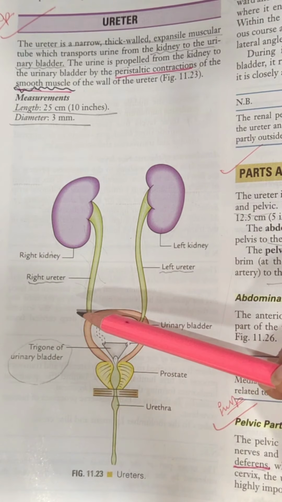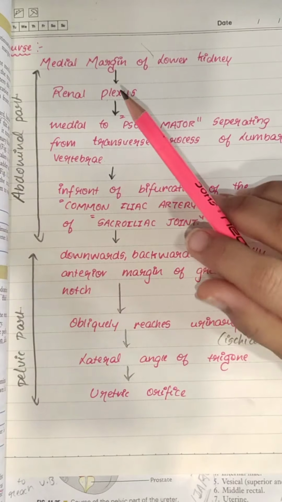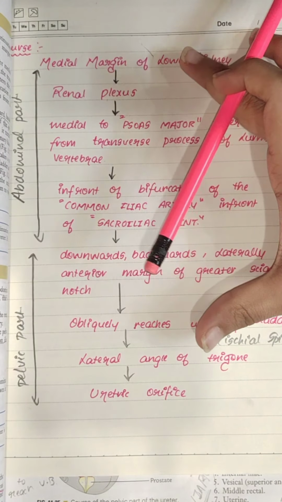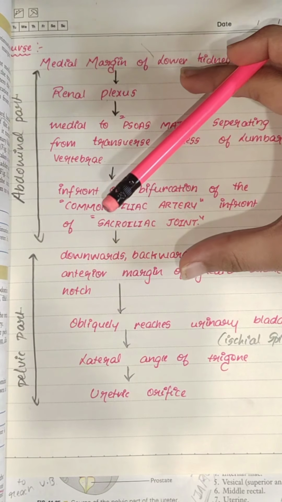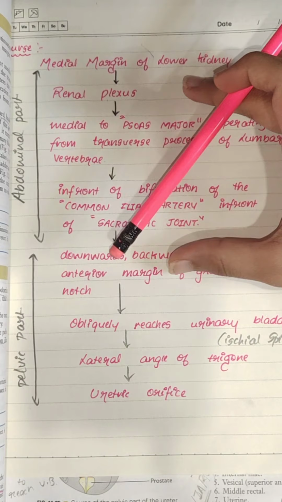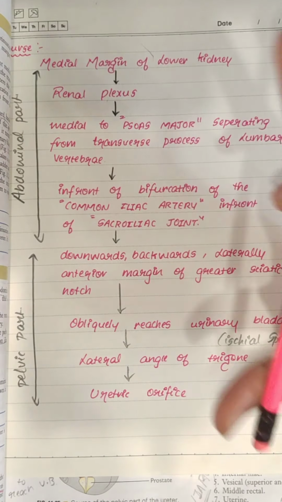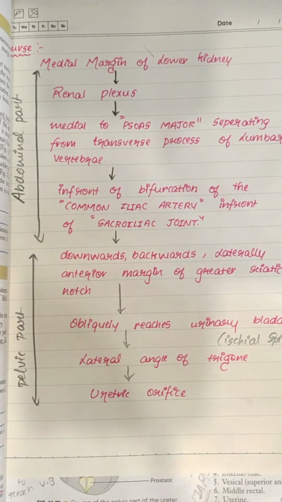Now moving on to the course of the ureter. Before that, we need to know that the whole ureter is divided into two main parts. The first part is called the abdominal part. The second part is called the pelvic part. So, abdominal part course and pelvic part course.